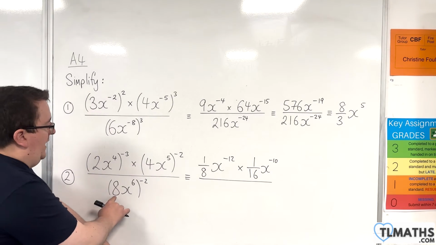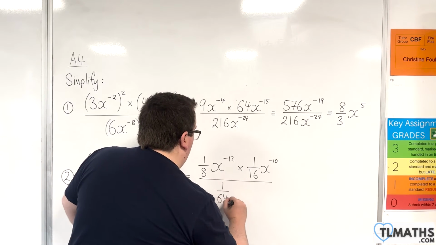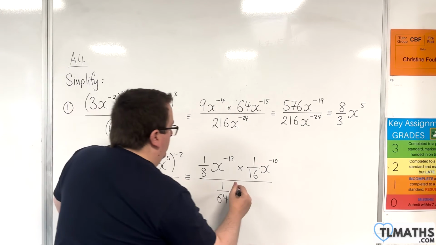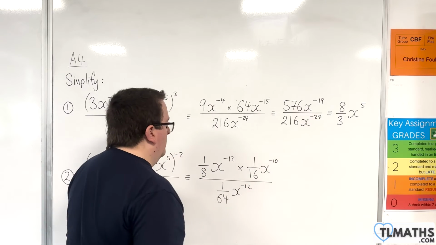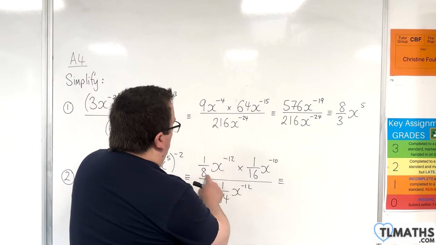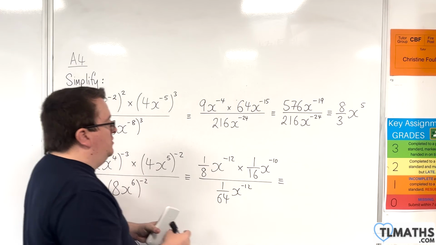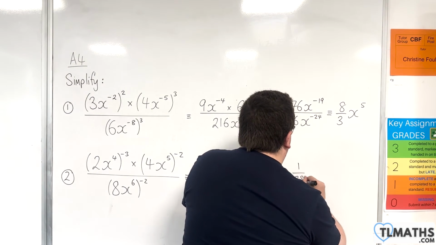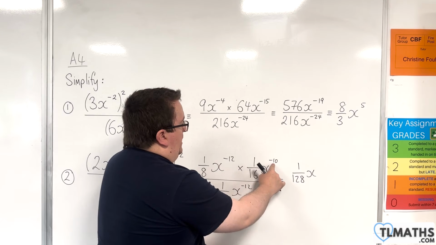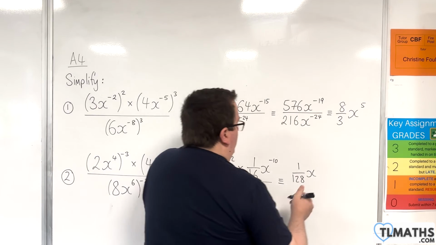In the denominator, we have 8 to the minus 2, which is 1 over 8 squared, so 1 over 64. Then x to the 6 to the minus 2. 6 times minus 2 is minus 12, so x to the minus 12. Now in the numerator, we have 1/8 times by 1 over 16. So 8 times 16 is 128, so we have 1 over 128. x to the power of, so we've got x to the minus 12 times x to the minus 10, so minus 12 take away 10 is minus 22.